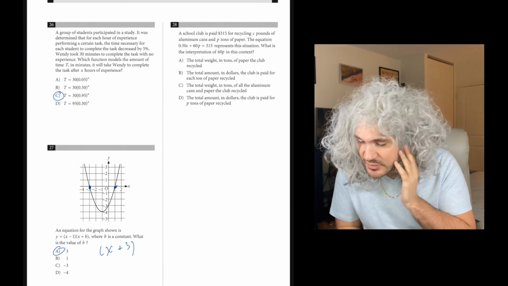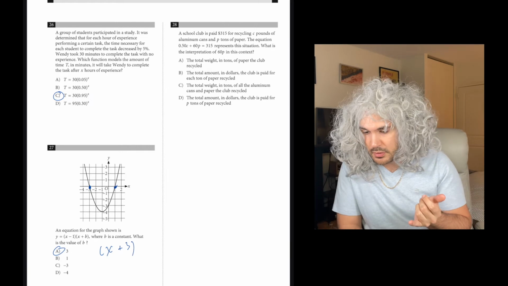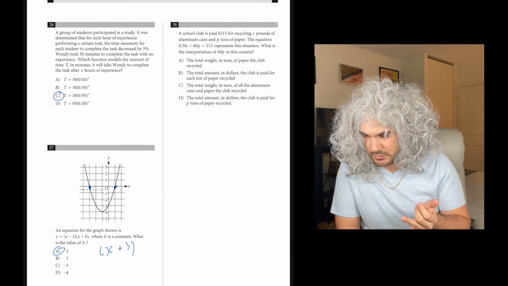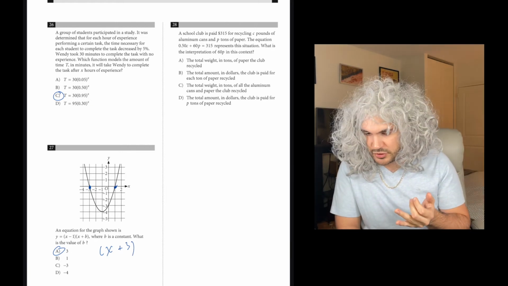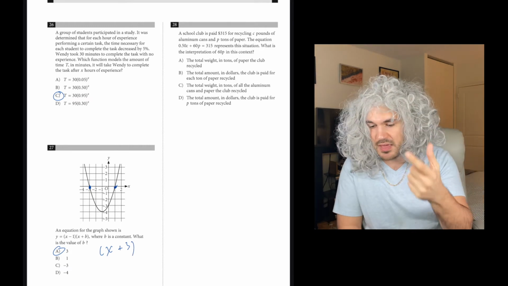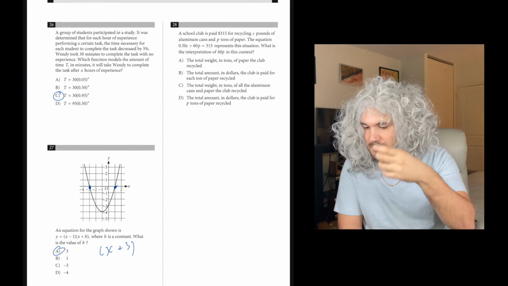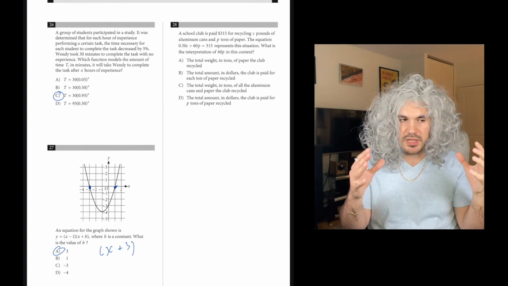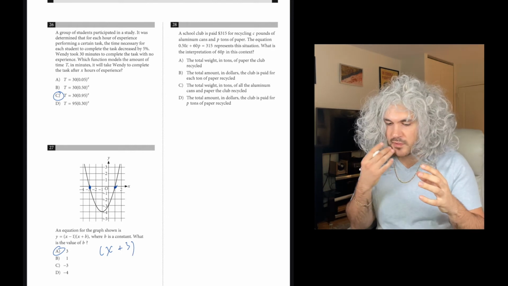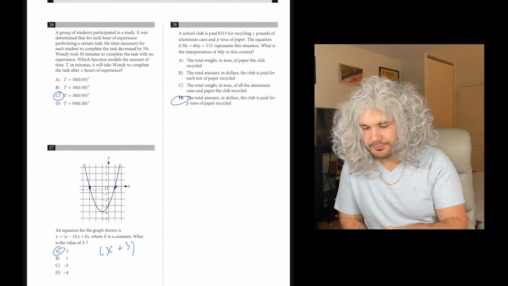Okay, so 60P. P is the tons of paper. They're basically telling us that for each ton of paper, you get paid $60. So 60P would be the total that you would get for P tons of paper recycled. So D. Cool.